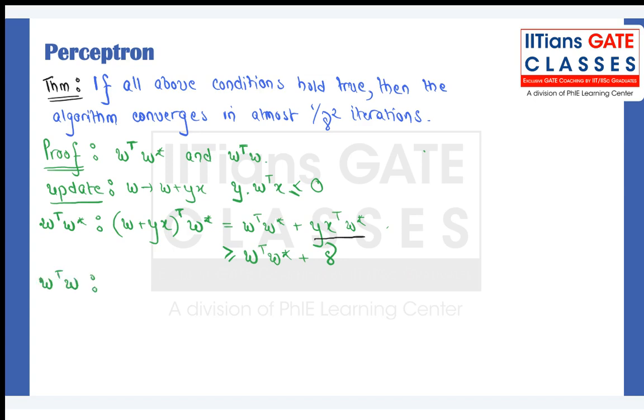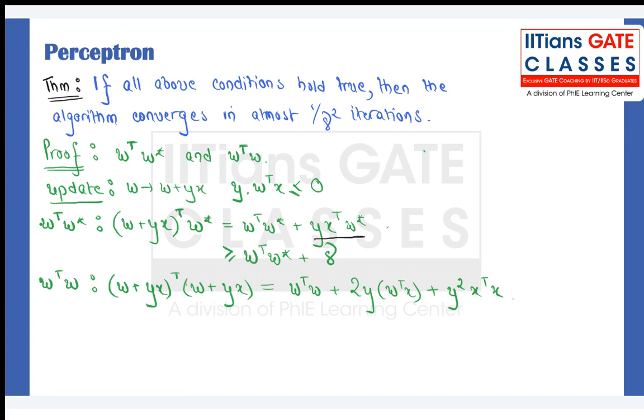W transpose W will now become (W plus Yx) transpose (W plus Yx). And if you do the dot product of this one, you get W transpose W plus 2y W transpose X plus y square into X transpose X. Okay, if you do the dot product in this scenario.